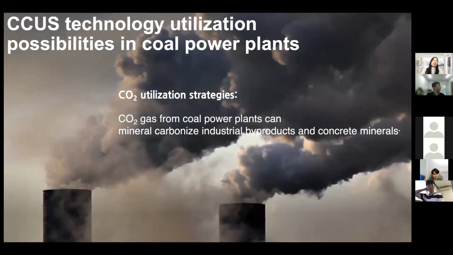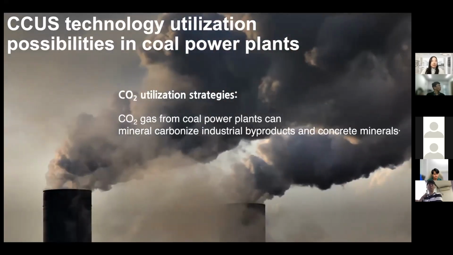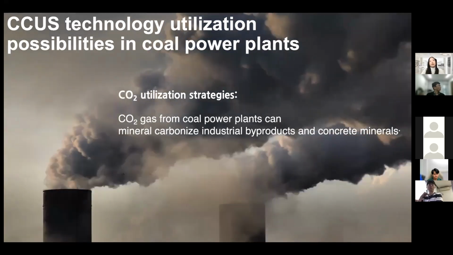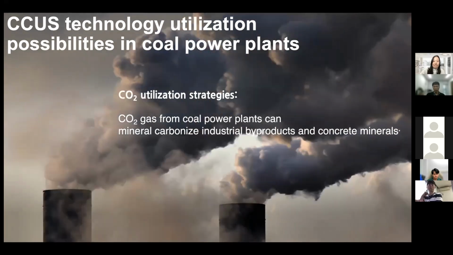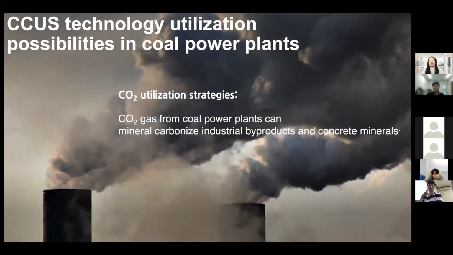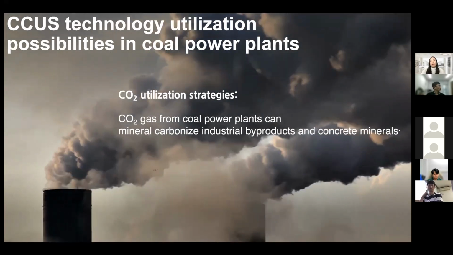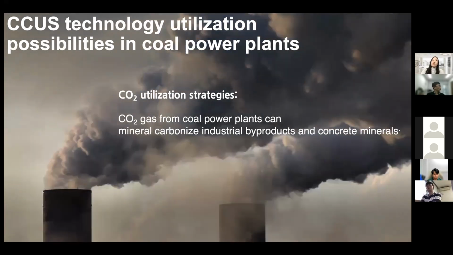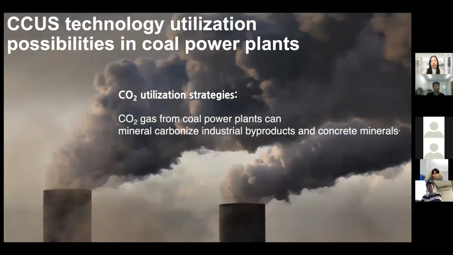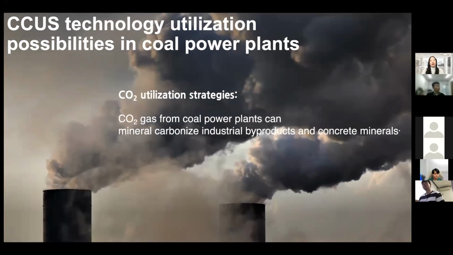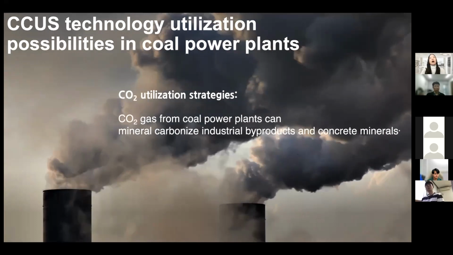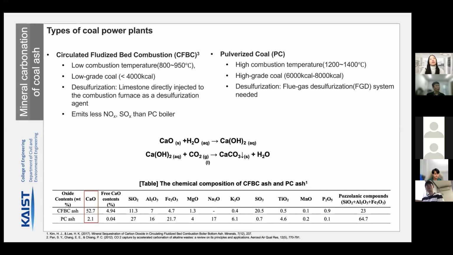Here is the CCUS technology utilization possibilities in coal-fired power plants. One of the CO2 utilization strategies is using CO2 gas from coal-fired power plants to mineral carbonize industrial byproducts in concrete minerals. I used coal ash as a mineral carbonation material in this research. Various types of industrial byproducts can be used as mineral carbonation materials.